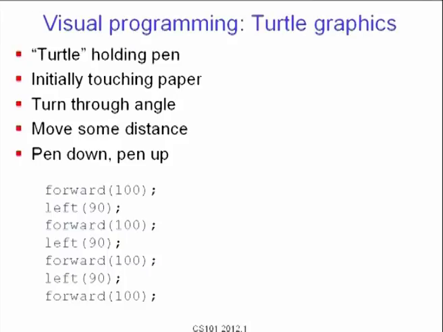The pen initially touches paper, and the turtle can do the following things. It can turn through an angle, it can move some distance in a straight line, and it can move the pen up and down. So if it lifts the pen, then if it moves, it doesn't mark the paper anymore. If it lowers the pen, then any move is marked on the paper. So with that set of rules for the game, look at this program here.